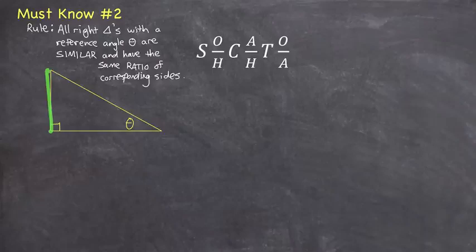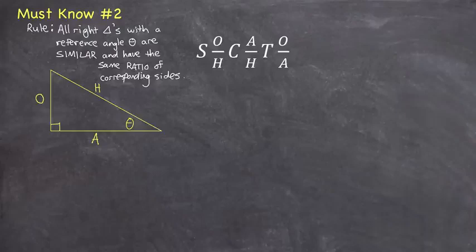In any right triangle, there are 3 sides. Let's name them. The longest side of a right triangle is always called the hypotenuse. I'll label that H. The side across from our reference angle theta, we'll call that the opposite side. I'll call it O. And the side touching our reference angle theta, we'll call that the adjacent side because it's right beside our reference angle.